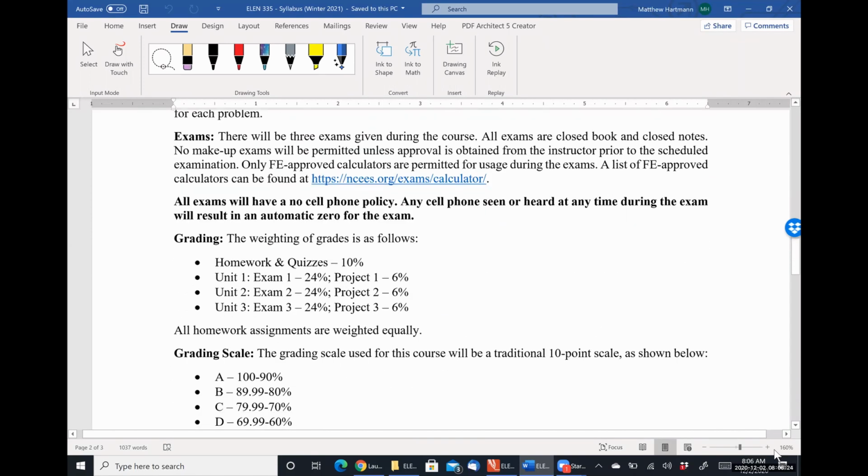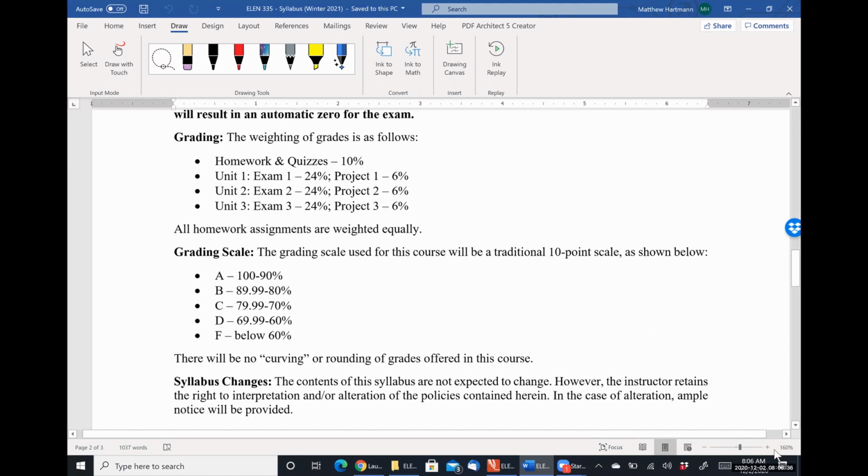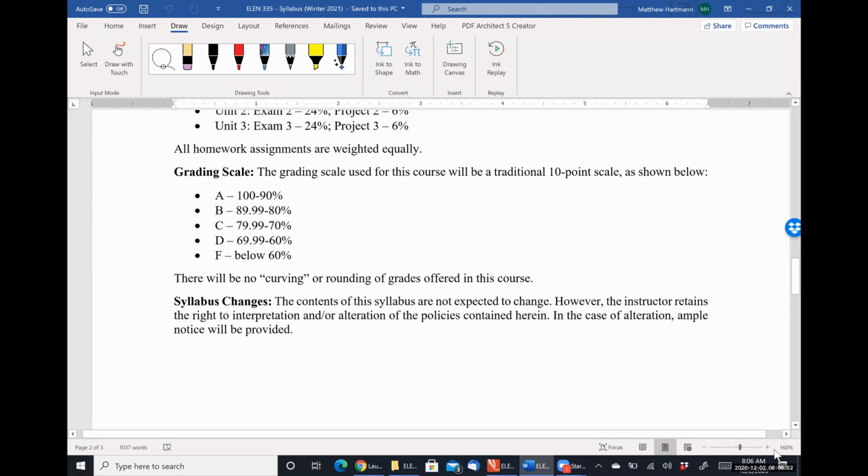The grading of this class is as follows. The homework and quizzes are 10% of your grade. Each exam is 24%, and each of the projects is 6%. The grade scale: 100 to 90% is an A, and 89.99 is a B, meaning I don't care. If you want to make an A in this class, you got to earn it. Standard 10-point scale.